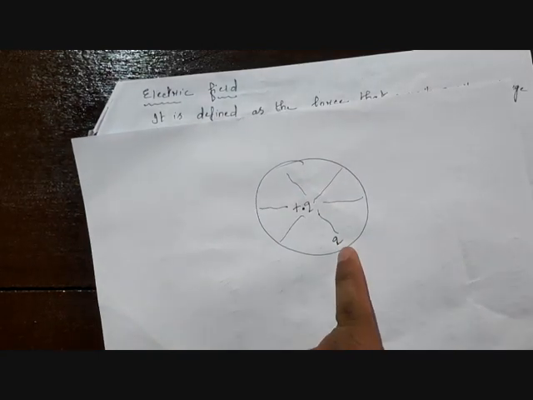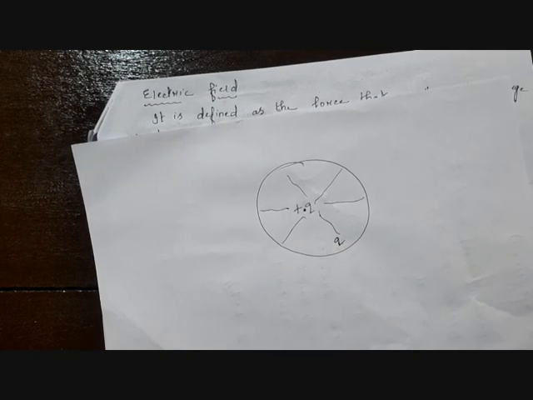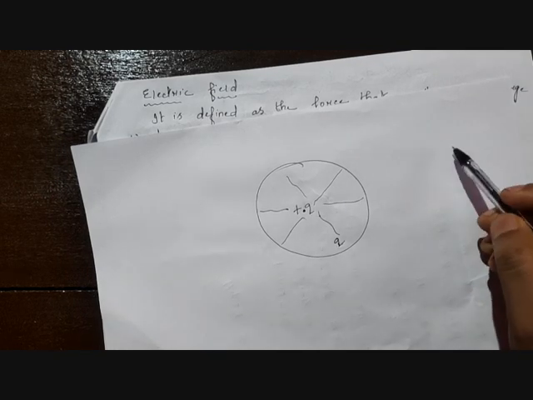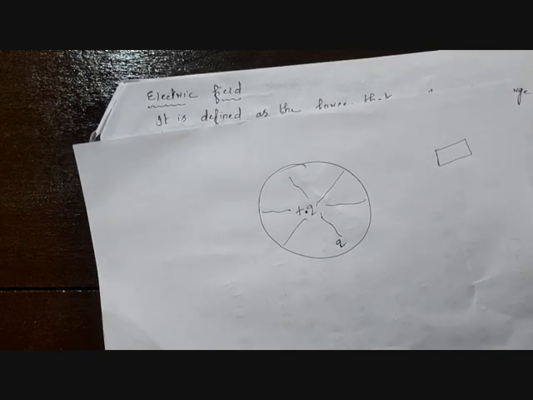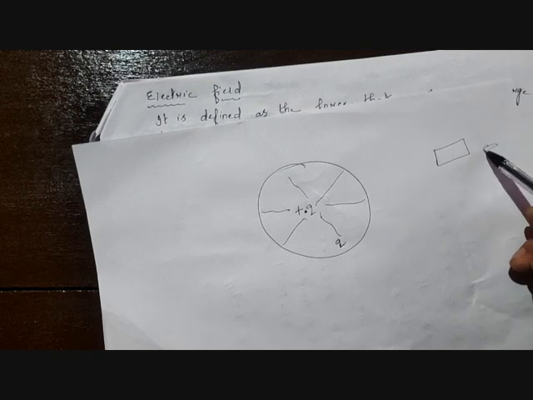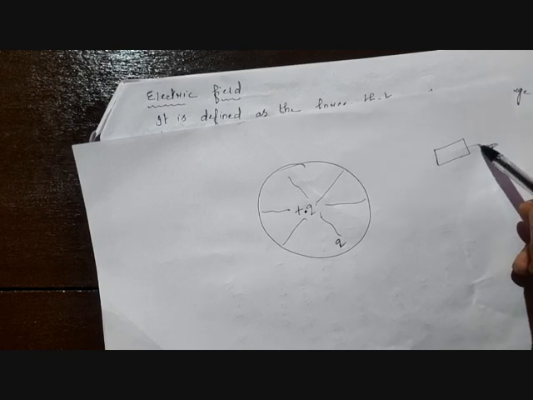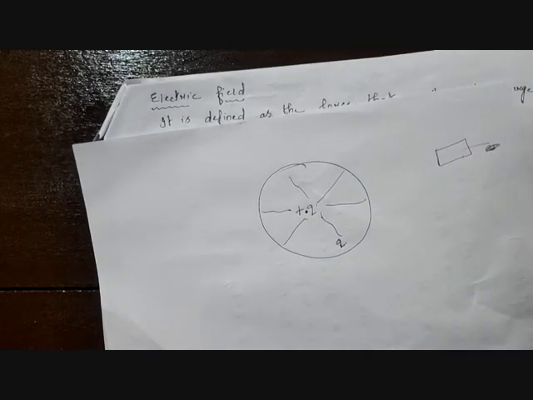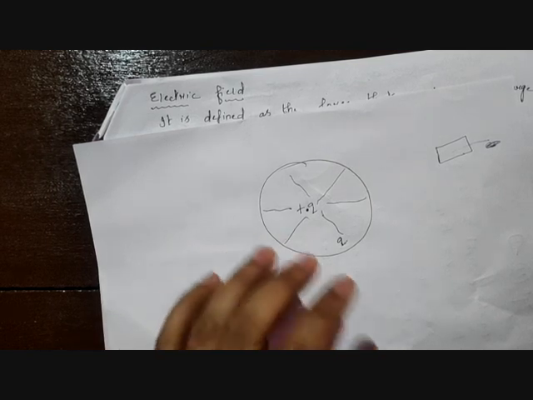Suppose I bring one charge here. Obviously this charge will experience some force. This is called electric field. For example, suppose one magnet is there. If I bring a needle near that magnet, the needle will obviously experience some force. Clear? That's called magnetic force. We're not going to discuss magnetic force now, afterwards. Similarly, this is called electric field.